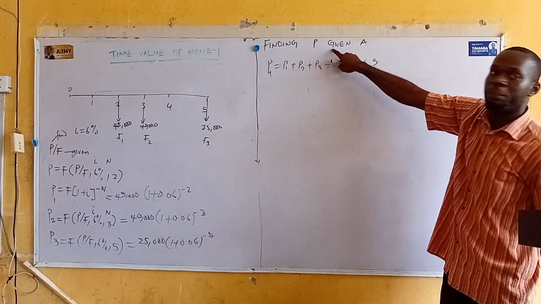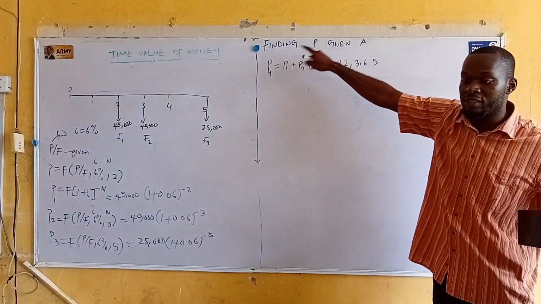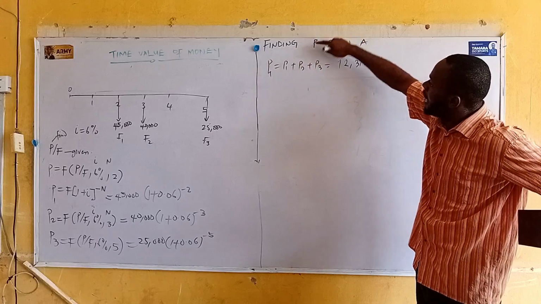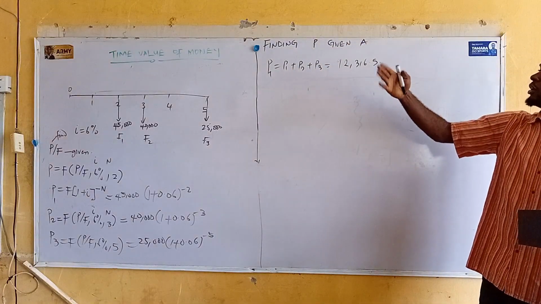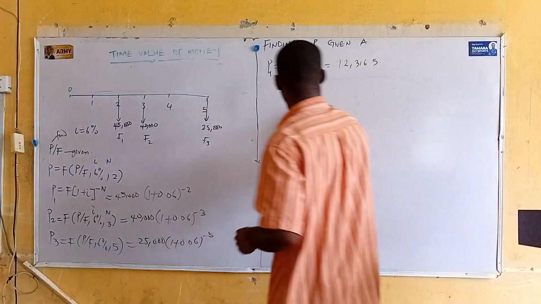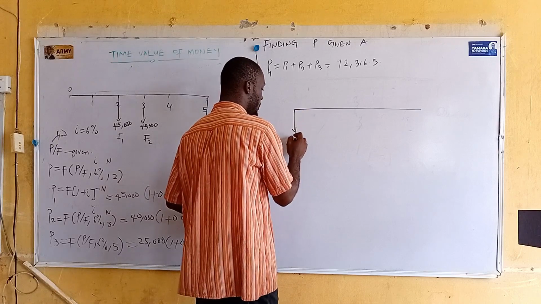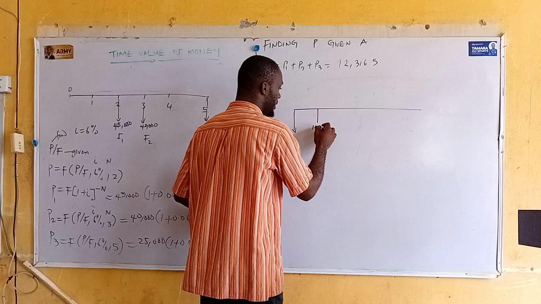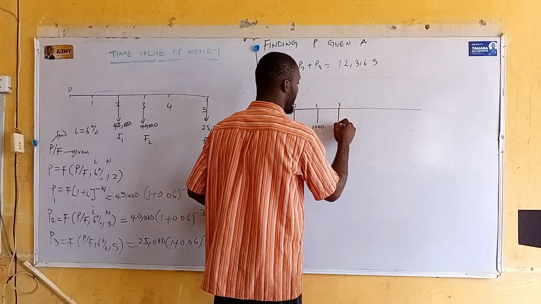So if you are asked how much you should deposit now, so that over a period of time you will be able to withdraw a particular sum, you are asked to find how much you deposit now. So you will be able to withdraw, let's say, 1,000 for 5 years.